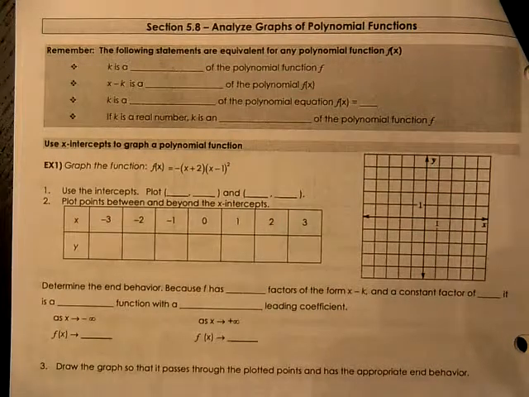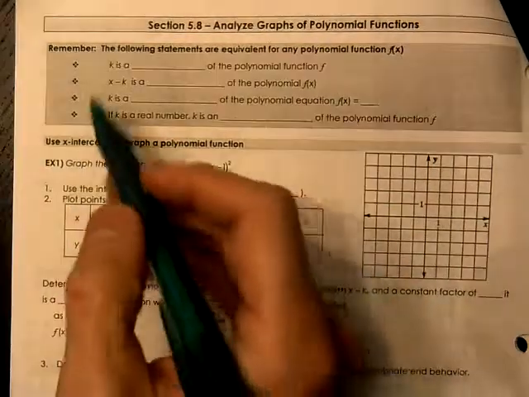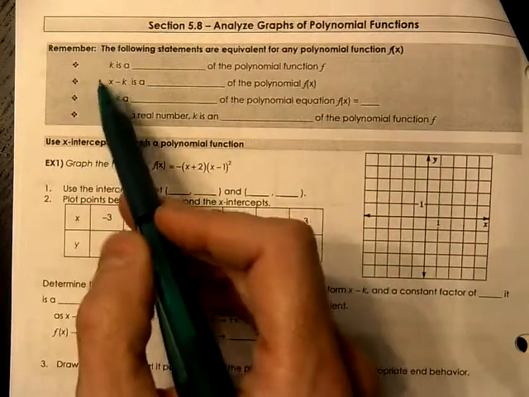For Algebra 2 with trig, we're looking at section 5.8. We're looking at working with graphing polynomial functions that are going to be in an intercept format. This first gray section is giving you some notes.